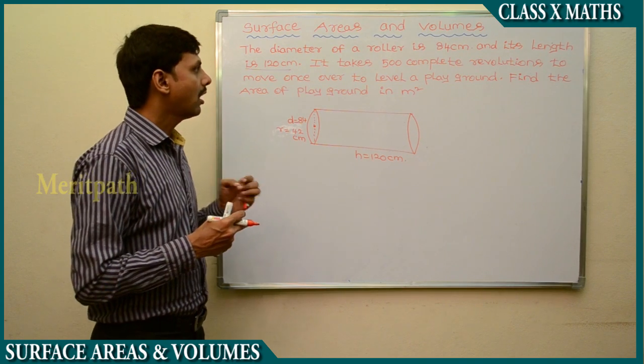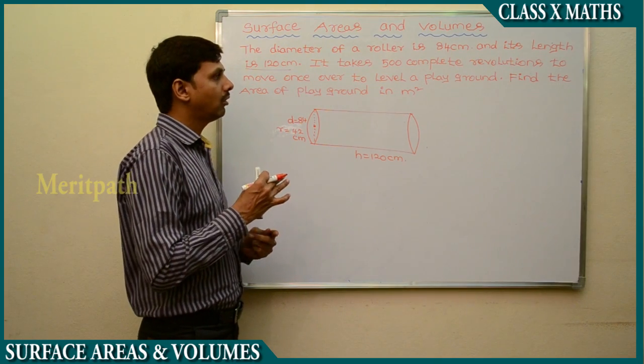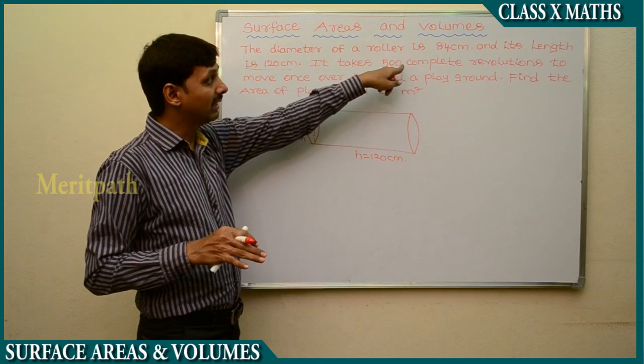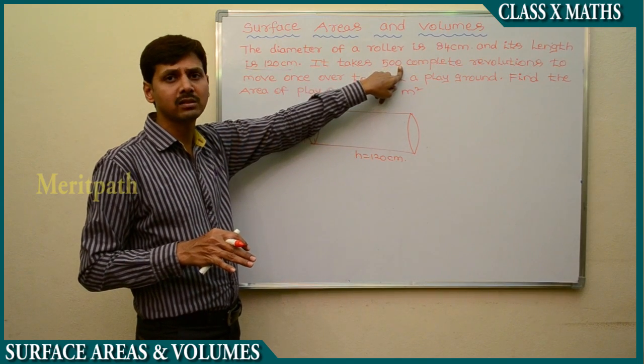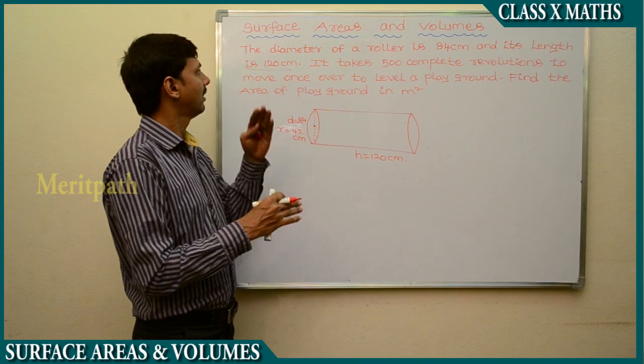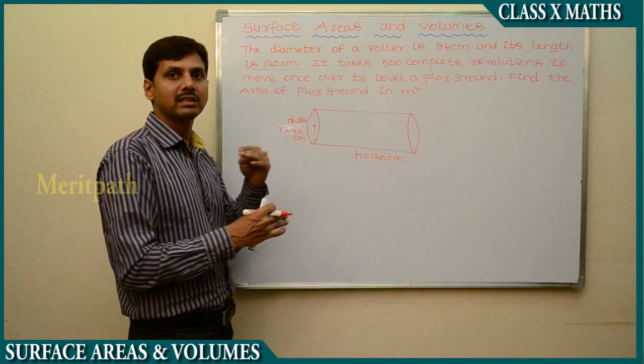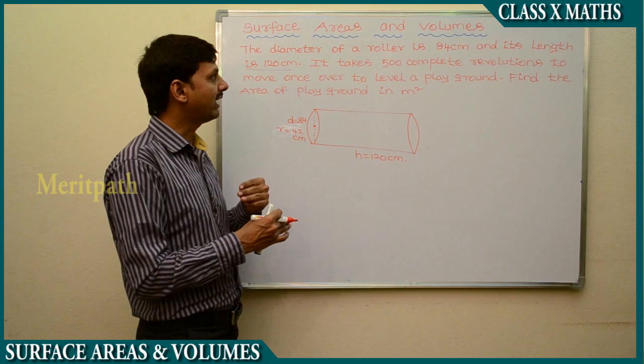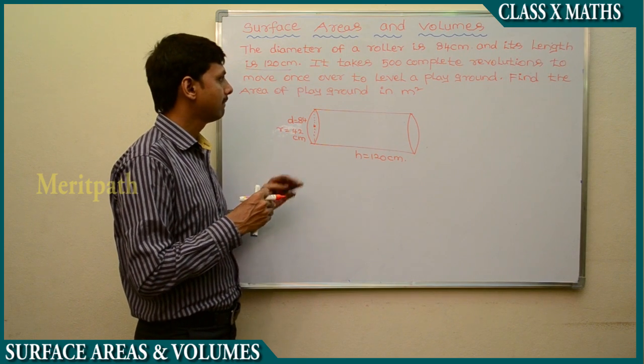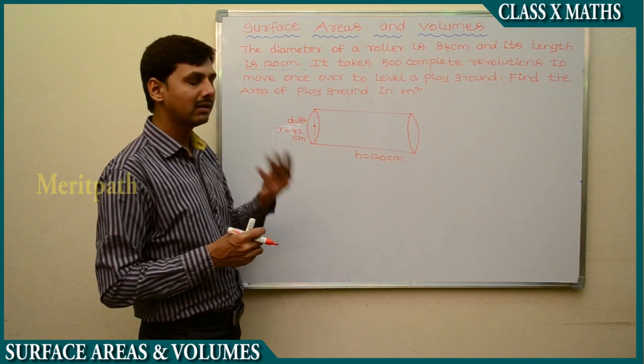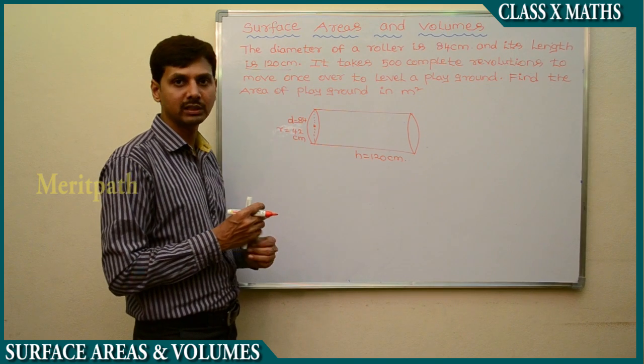We need to find out how much area the roller covers on a playground if it takes 500 complete revolutions. For one revolution, we will find out how much it covers. Then later we can find out for 500 revolutions.